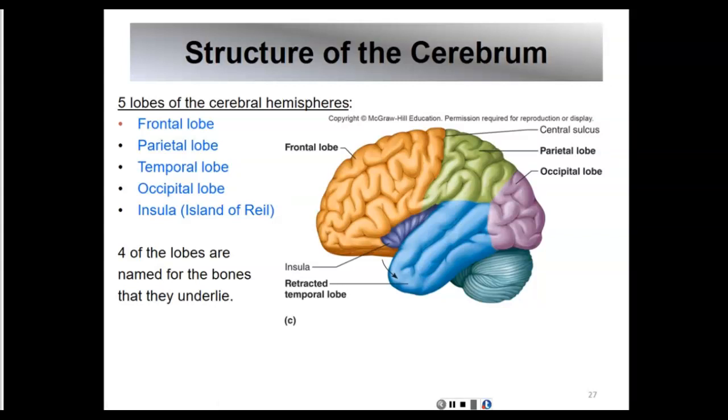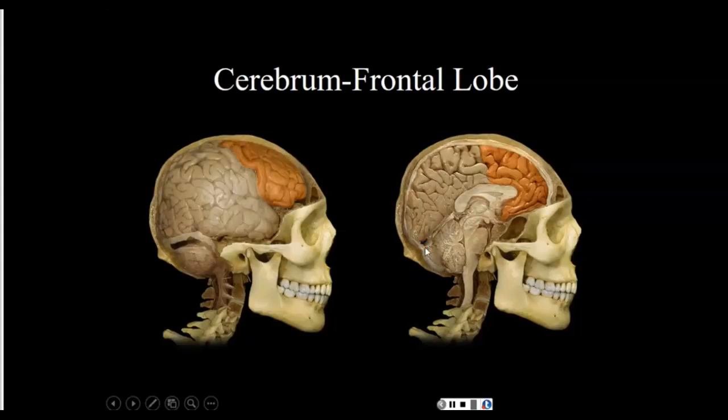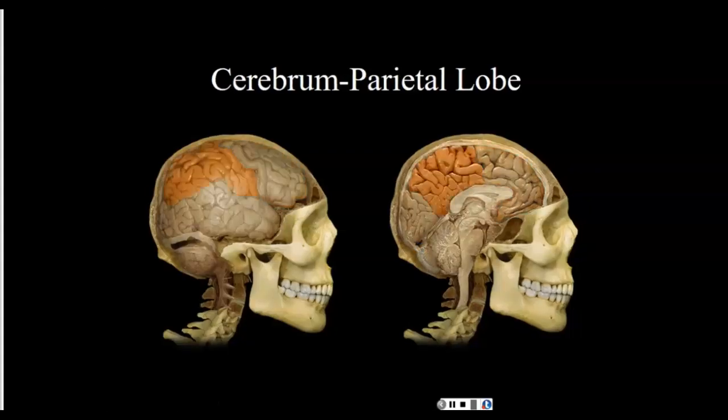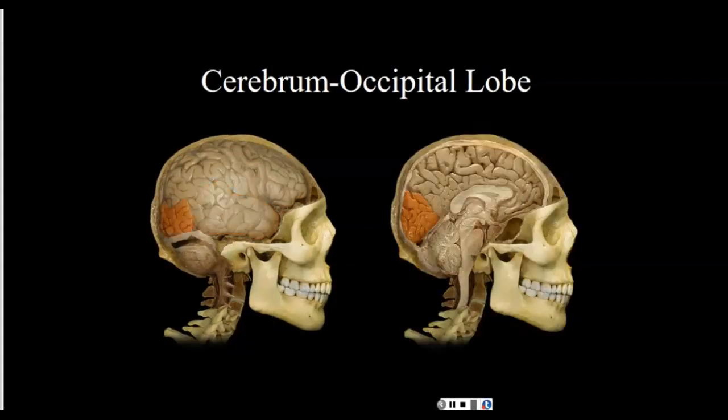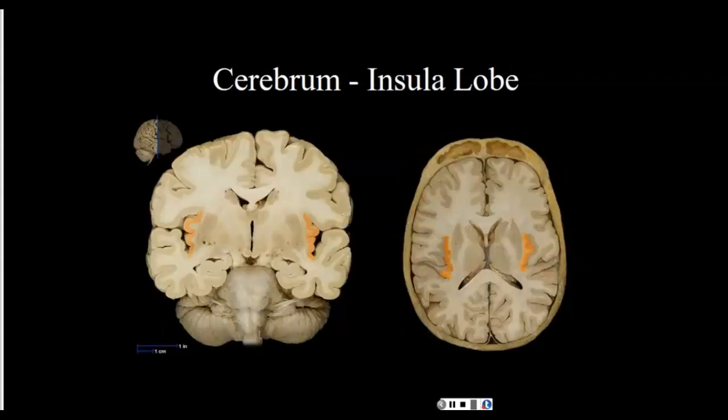Now, deep underneath the temporal lobe is a hidden lobe called the insula. That is a deep one. You don't see that from the surface. You have to retract the temporal lobe away to see it. Here's frontal, parietal, temporal, occipital, and the insula. You can see how it's deep underneath.